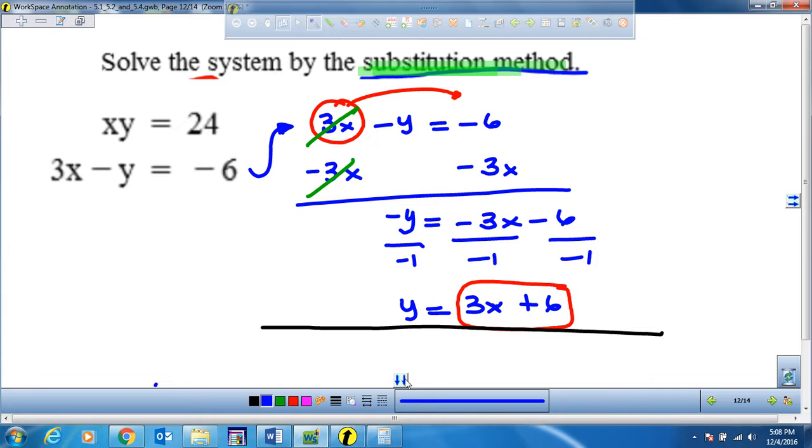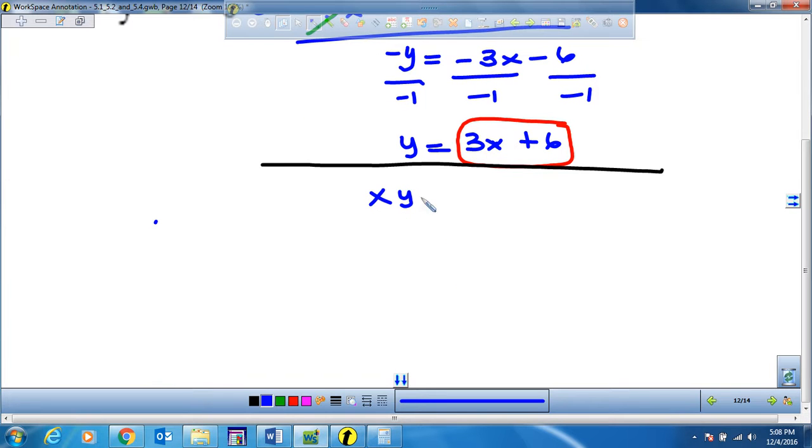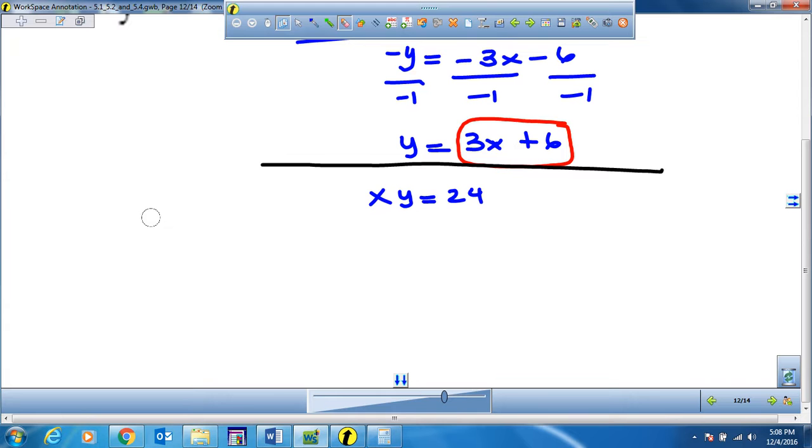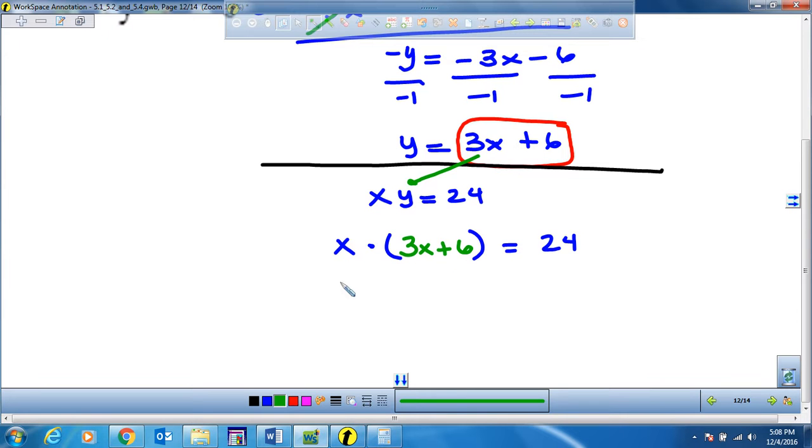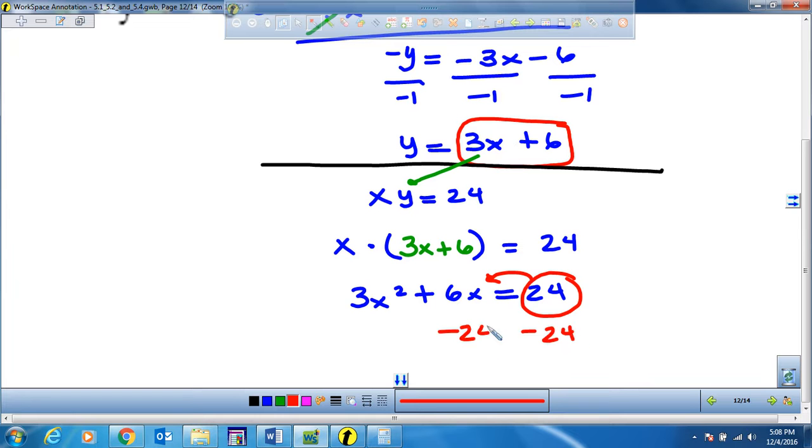So you get the first equation, xy equals 24. And we're going to substitute into the y the expression that y is equal to from the previous step. So x times 3x, 3x squared, x times 6, 6x. You cannot combine these two, they're not like terms. One has an x squared, one has just an x to the first. So I think the only thing we can do is subtract the 24.